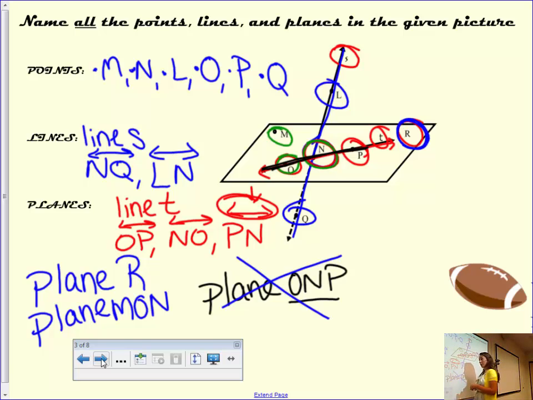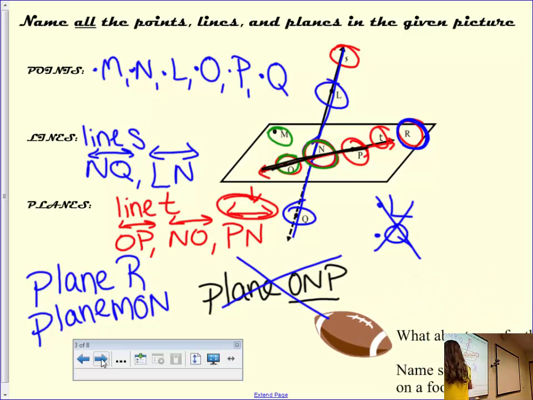So I know what you're thinking right now. What about points L and Q? Can they be part of the name for the plane? So, good question. Points L and point Q, can we name them within our word? No, points L and Q are not on the plane. They are labeled off the plane, so you're not able to use those 2 points either.